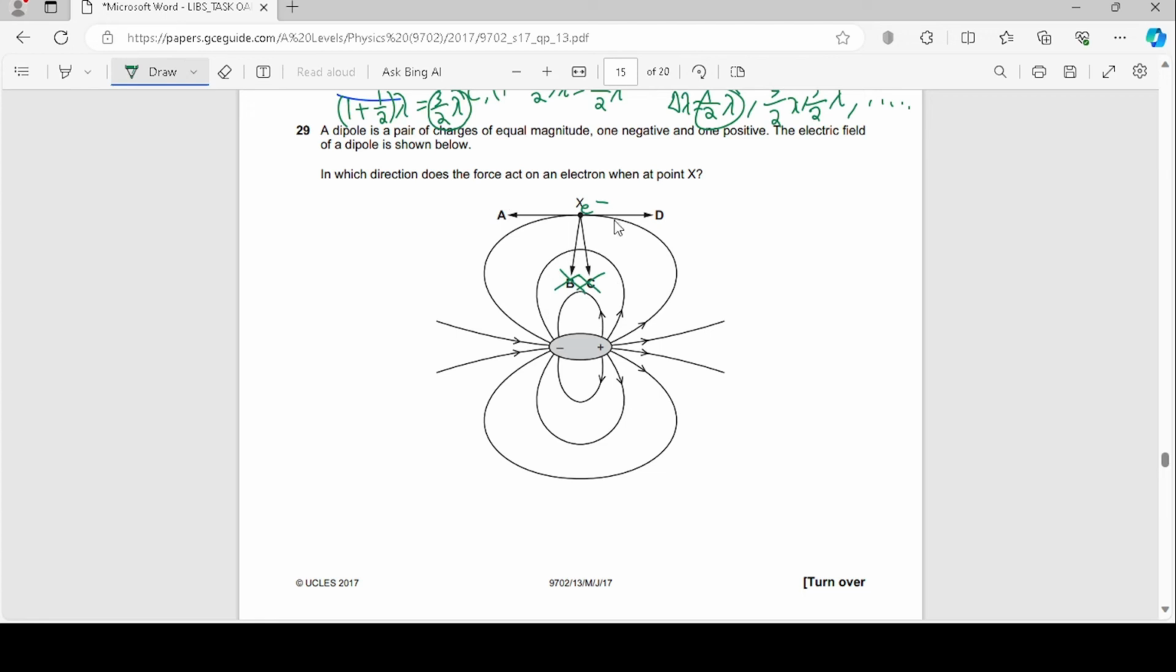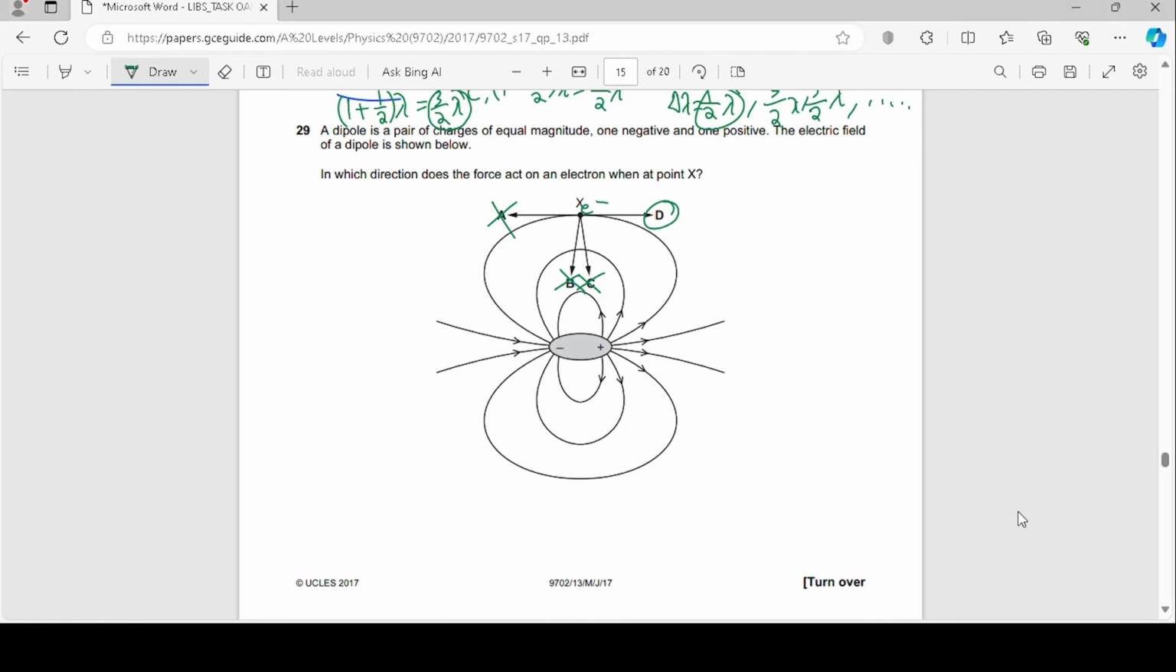The second thing is that the electron is obviously attracted to the positive part of the dipole, so it is going to be going like that, right? The force on the electron, I mean. So therefore, it's going to be D. That's the answer, not A, because that would cause repulsion, whereas the electron wants to go to the positive dipole. So then the answer is going to be D. Okay?